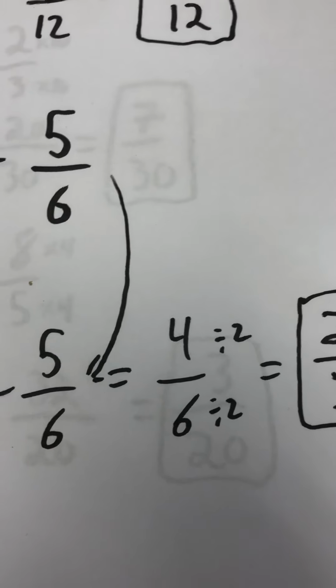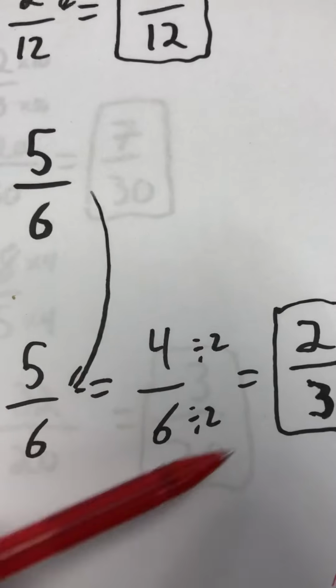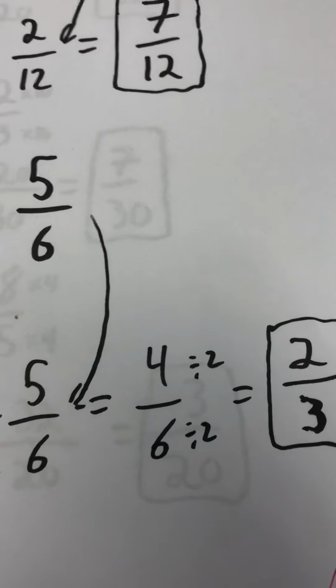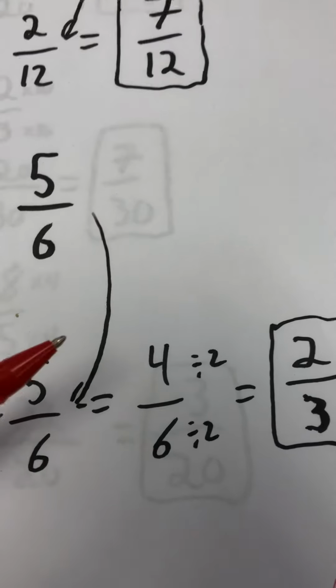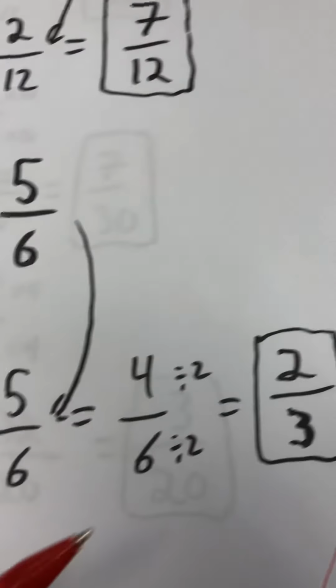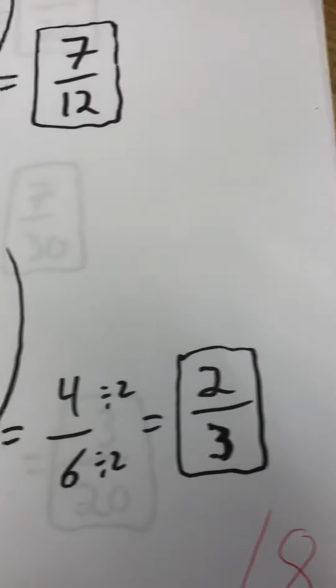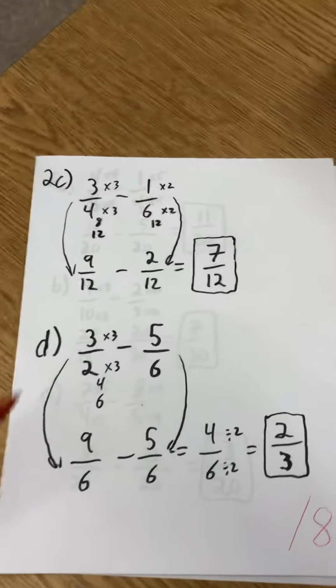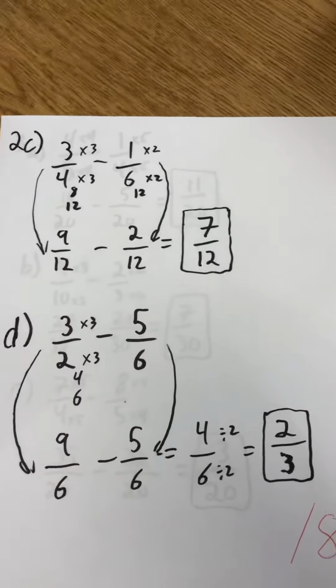There's a half a mark if you did not reduce it, and this is what you left as your fraction. But you can reduce this because 2 can be divided into 4 and into 6. So 4 divided by 2 is 2. 6 divided by 2 is 3. Your final answer is 2/3. So once again, 1 mark for the work, 1 mark for the answer.